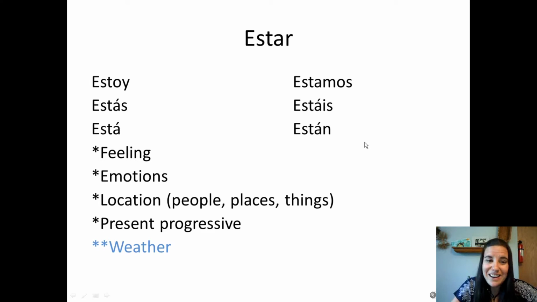Here's our friend estar. Estoy, estás, está, estamos, estáis, están. And I'm only going to add one rule for estar this time. So: feelings, emotions, location, and the present progressive. And then weather, which we've already learned. You remember the expressions with weather that use estar, like está despejado, está nublado. So the good news is in this lesson, there's not a whole lot more to remember with estar. Ser has some more rules that we need to remember.